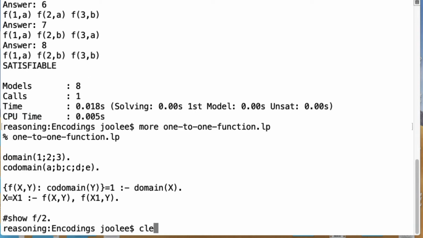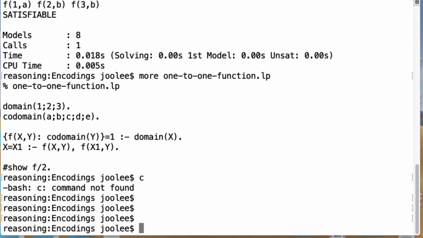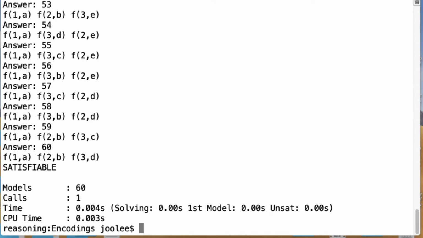So this is the program that you see, okay? So domain, codomain, and then this is to represent this is a function, and this is to say this is a one-to-one, okay? Clingo. One-to-one. I put 0. There's 60.